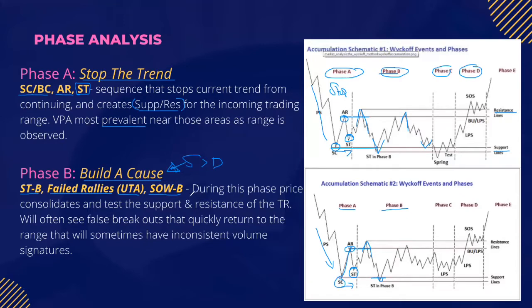So again, shortly, during this phase, price consolidates and tests the support and resistance of the trading range. We'll often see false breakouts that quickly return into the trading range, and it will sometimes have inconsistent volume signatures. Again, remember, high effort should have a high result. Anything other than that is a false move.